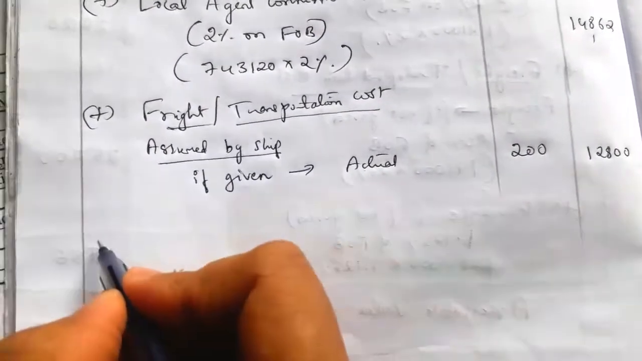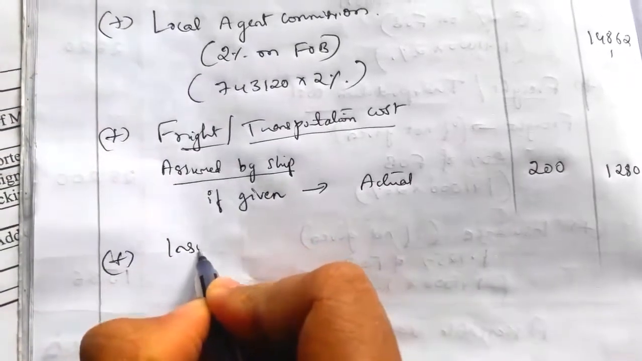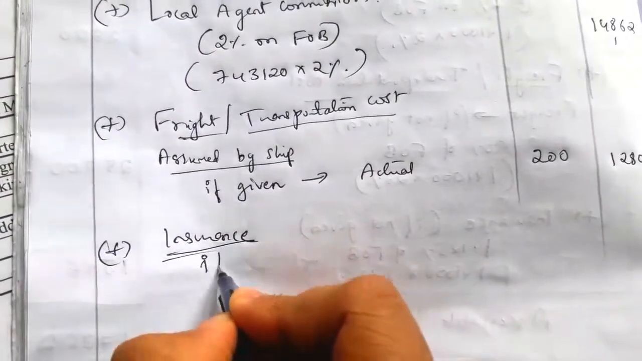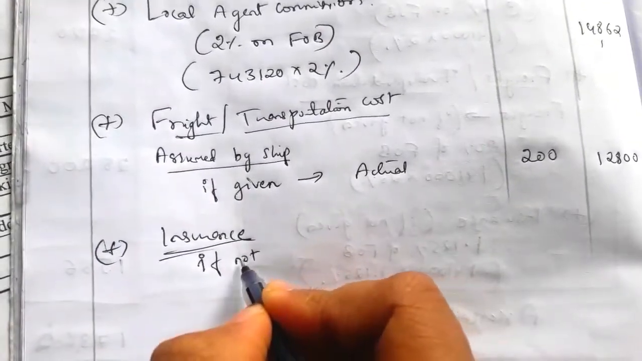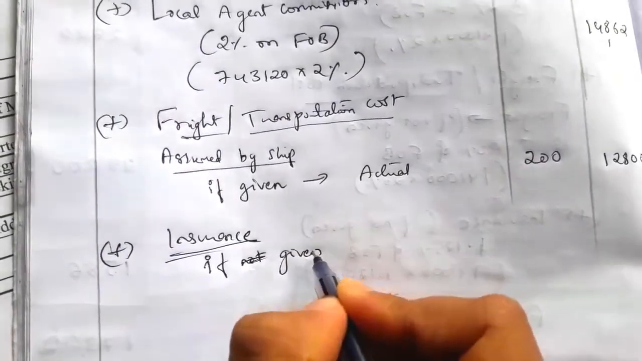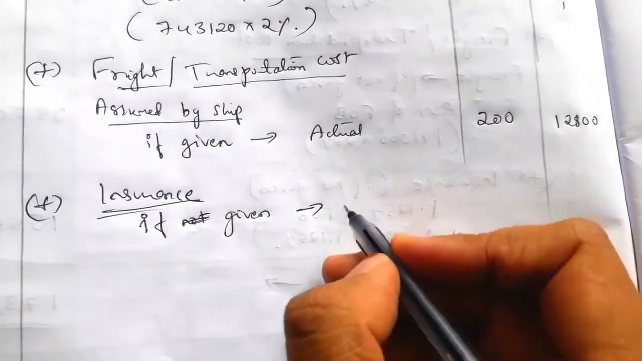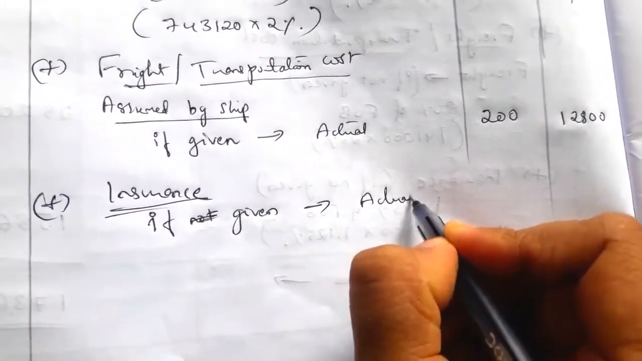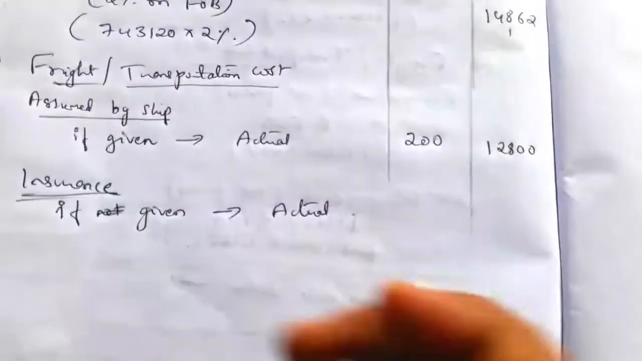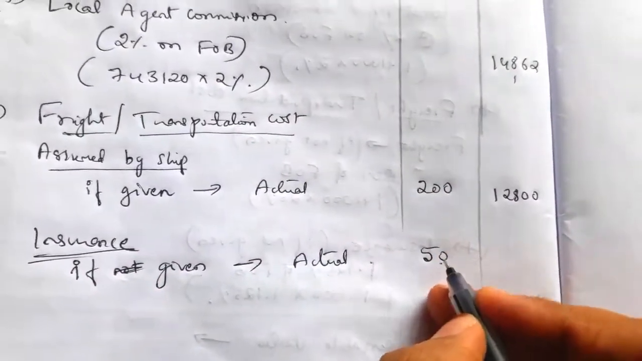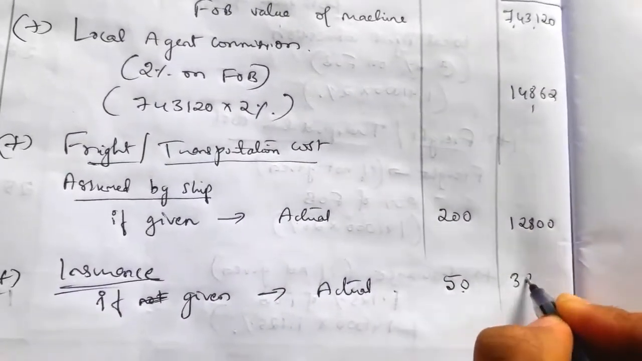And next we have to add insurance. In the case of insurance, if given, what do we have to take? In this illustration they have given the insurance value. If given, then we have to take the actual value itself. So what is the actual insurance given here? $50. So take 50 in the dollar column. So 50 into 64 is equal to 3,200.